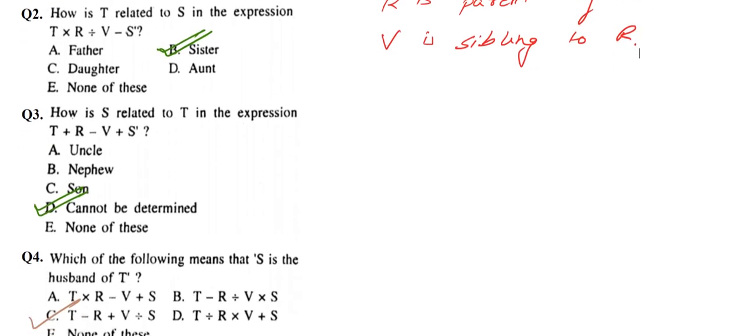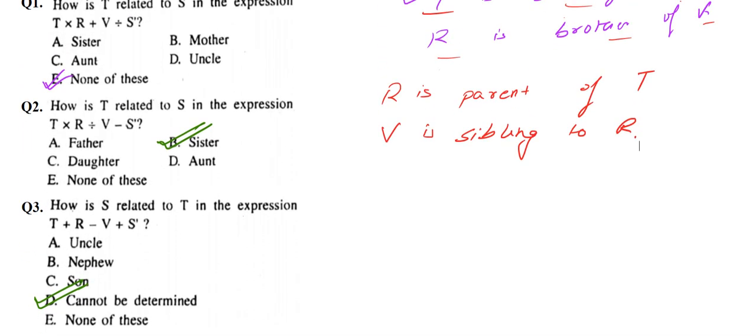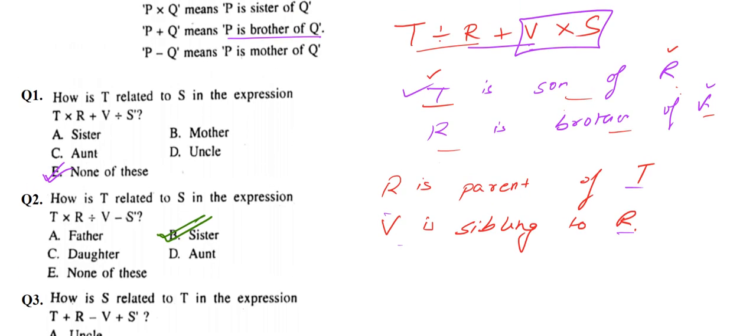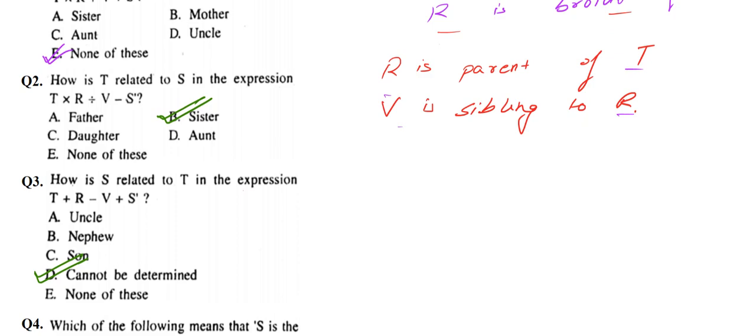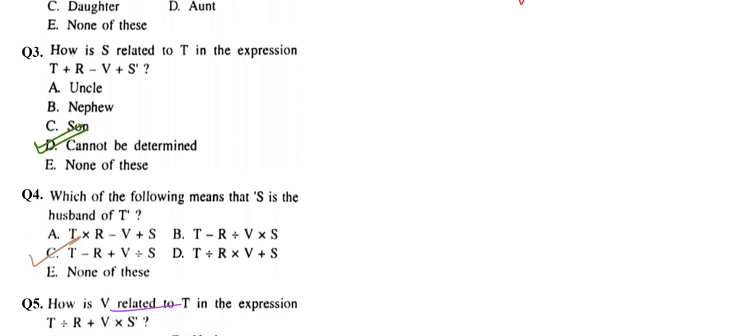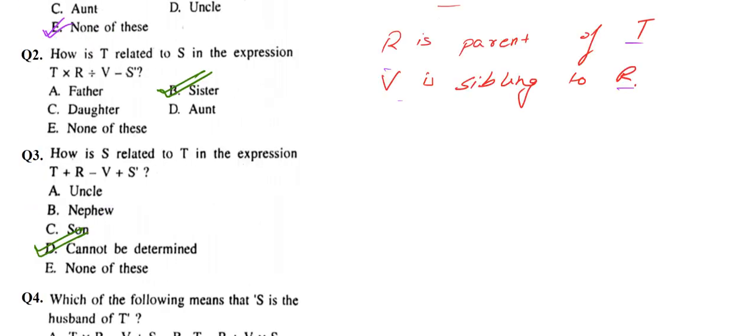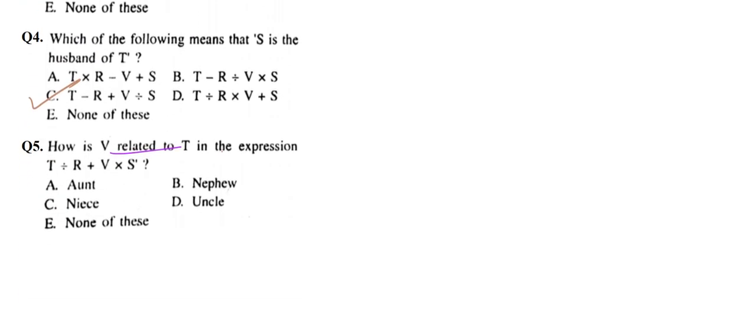So from this you can very well understand that here we have R being the parent of T and V being the sister or brother. It is most probably sister here, because V is the sibling to R and R is the parent of T. So basically it is uncle or aunt of T. So the answer can be either uncle or aunt, and we have both the options in our question, uncle and aunt. So how to come out with this problem?